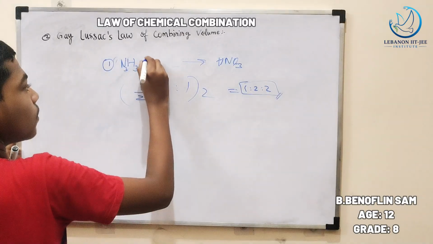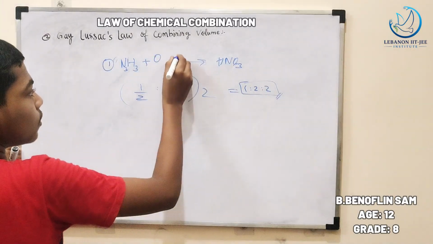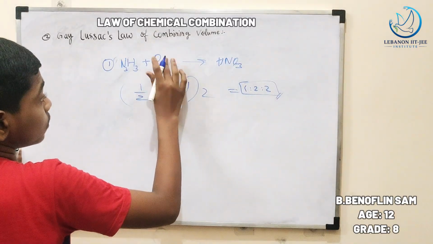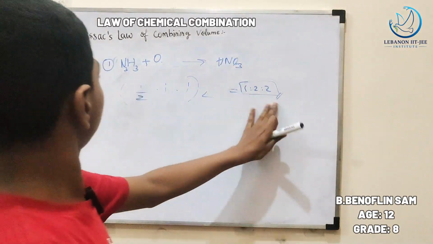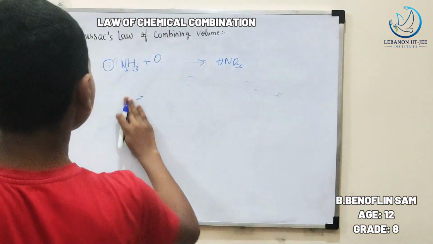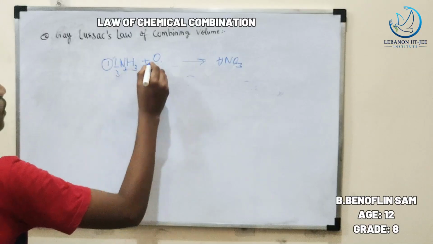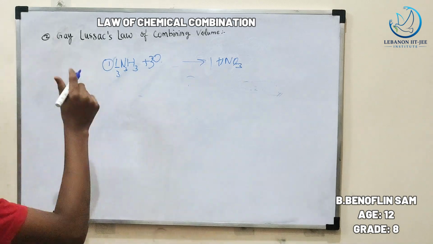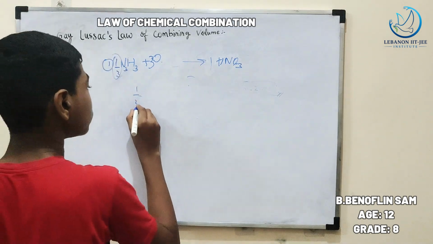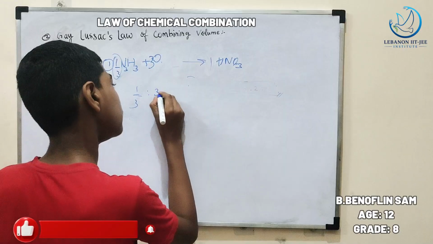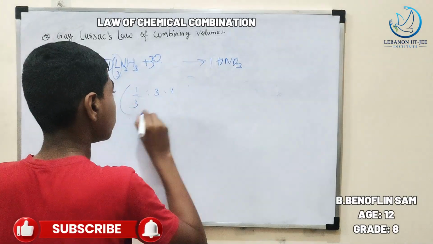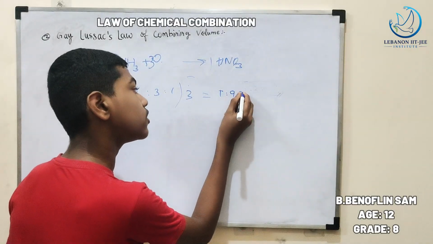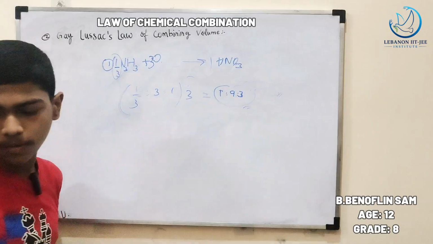N3H3 plus O3. If I take this, then this will be 1 by 3, this 3, and this 1. So if you take the ratio, we get 1 is to 1 by 3 is to 3 is to 1. If we multiply by 3, you will get 1 is to 9 is to 3. That's all for this, okay.